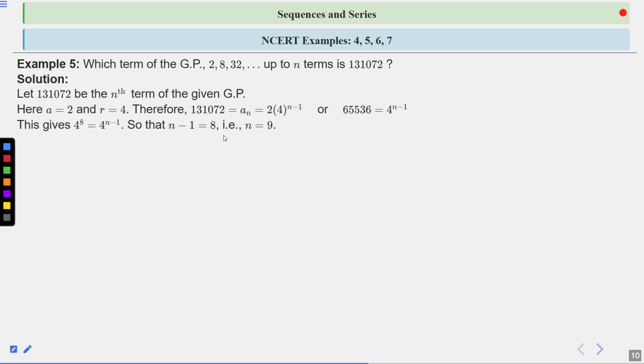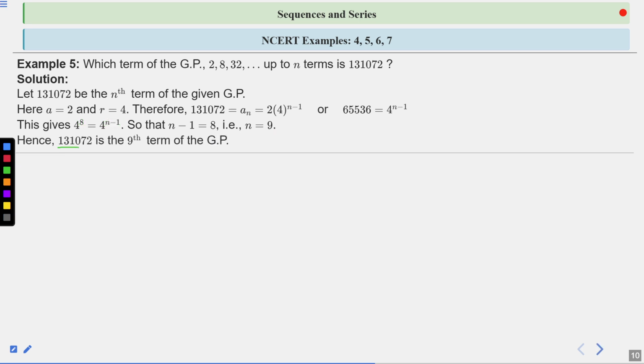Now what we are trying to do is write 65,536 in terms of 4, meaning just try to factorize it, and we can write 4 raised to power 8. So my equation becomes 4 raised to power 8 is equal to 4 raised to n minus 1. Now this is equal when both exponents are equal. So 8 must be equal to n minus 1. In this case, just solve for n, you will get n value as 9.